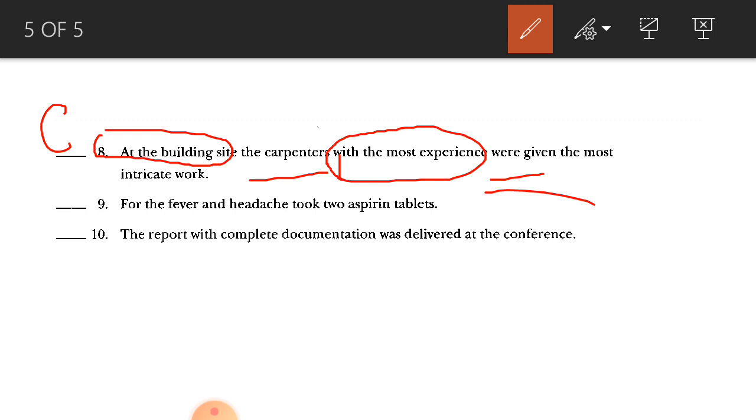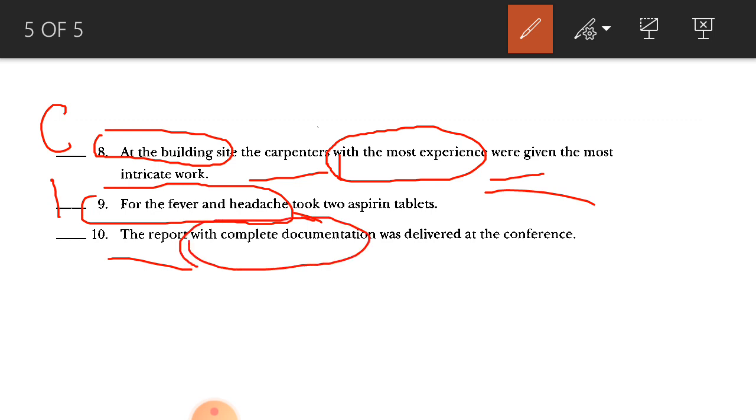Number 9. For the fever and headache, took 2 aspirin tablets. For the fever and headache is a prepositional phrase. Took is the verb in the sentence. The sentence is incorrect because it lacks a subject. Number 10. The report with complete documentation was delivered. The report is the subject, with complete documentation is the prepositional phrase, and was delivered is the verb in the sentence. So this sentence is correct.